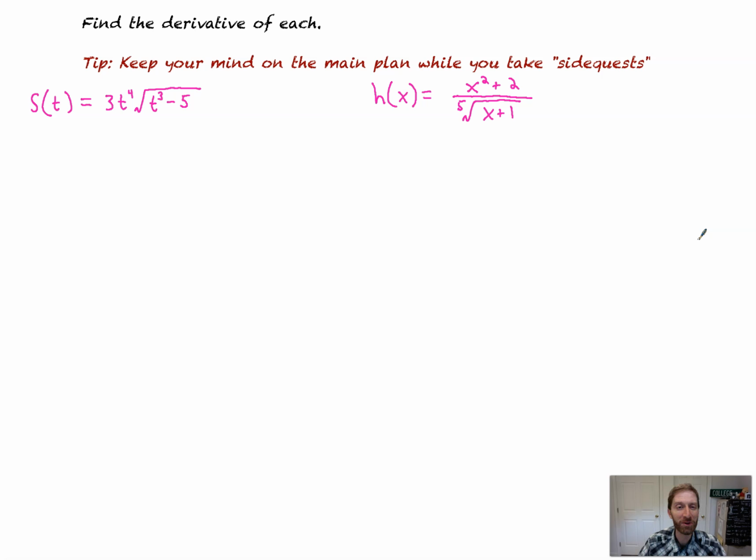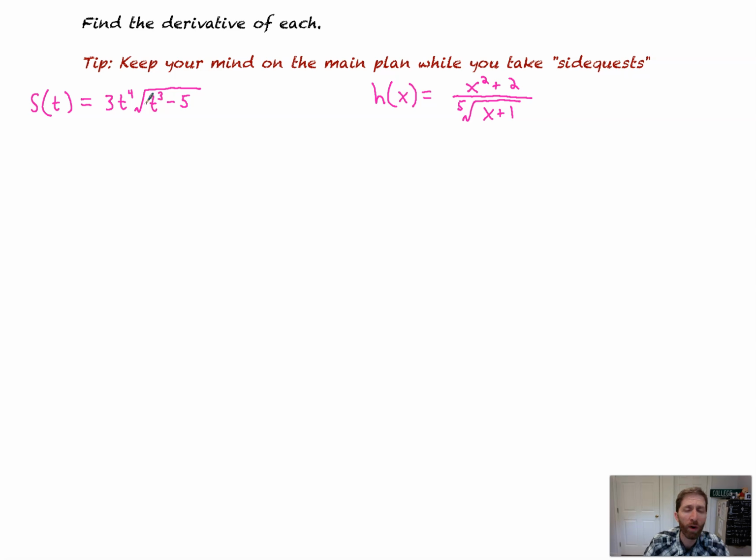All right, so what do we do when the chain rule meets with other types of differentiation rules? You keep in mind what your main plan is, or what I often like to call the blueprint, and you stick with that. And you just kind of adjust as the derivative calls for it. Let me show you what I mean.